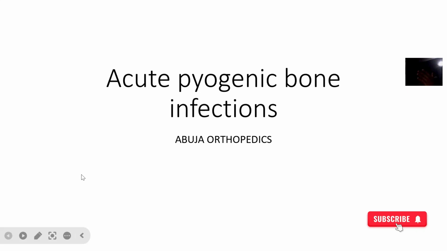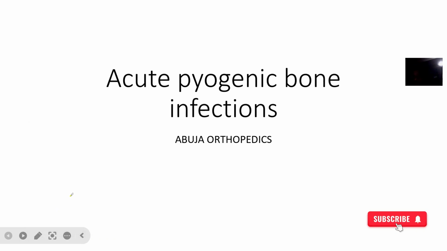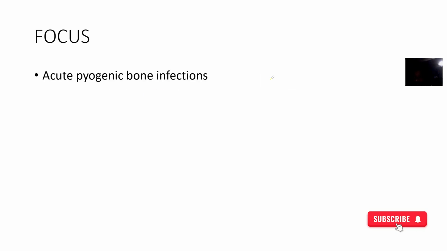So now we'll quickly try to look at the next infection, and this one is infection of the bones. So this is what is known as the acute pyogenic bone infections.